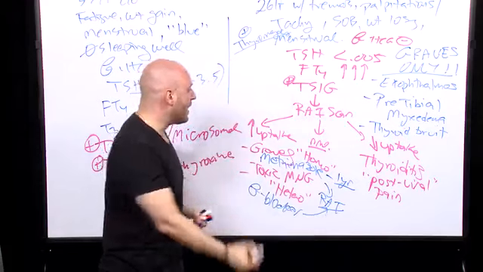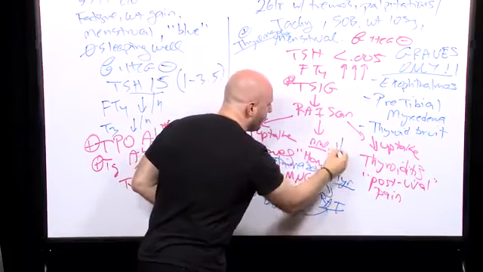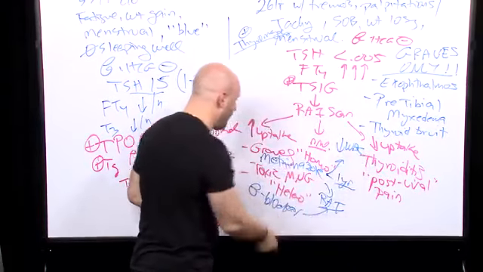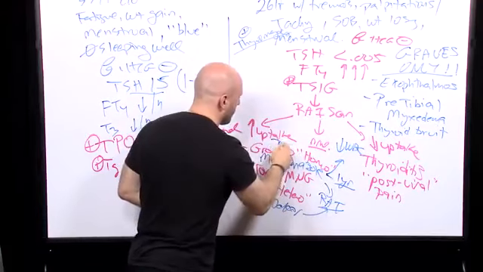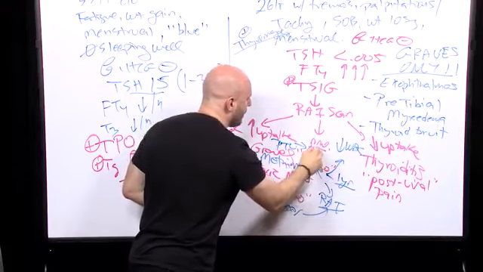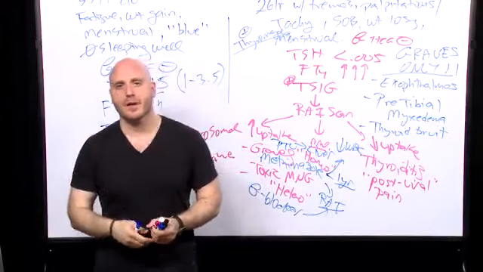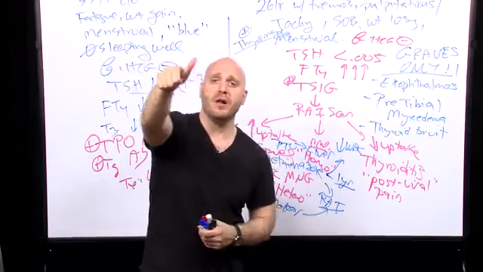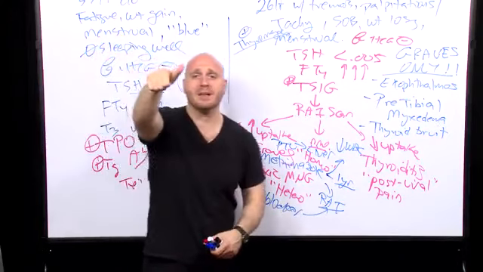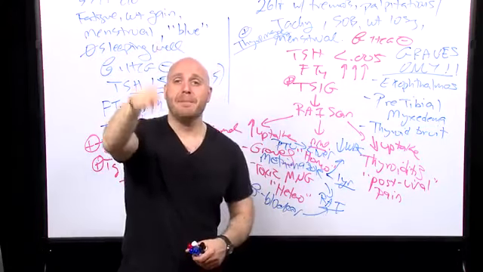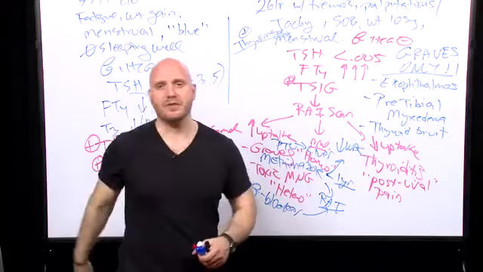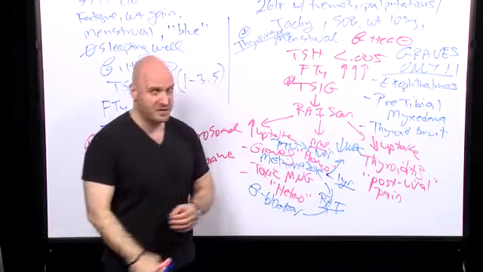And as far as side effects, for methimazole, we're worried about a low white blood cell count. And for PTU, we're worried about what? Liver toxicity. Hepatotoxicity. Methimazole, agranulocytosis, a low white blood cell count. PTU, hepatotoxicity. It's the number four drug on the liver transplant list, requiring liver transplant.